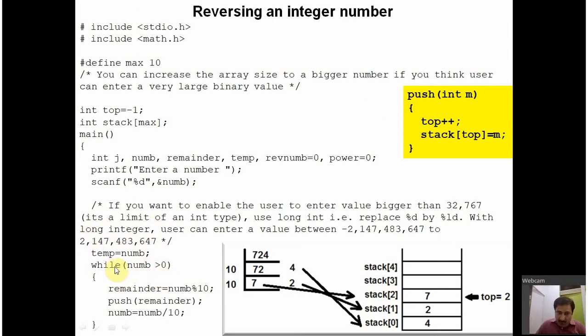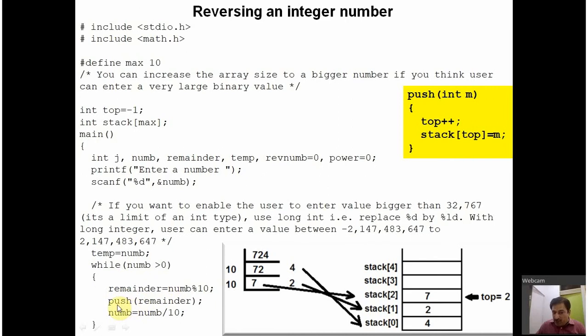This while loop will run while num is greater than 0. That is, for the time that 724 is greater than 0, this while loop will execute, right? This 724 is divided by 10. See, this is the mod operator. This divides a number and returns a remainder. When 724 is divided by 10, the remainder will be 4 and that will be assigned to this remainder variable.